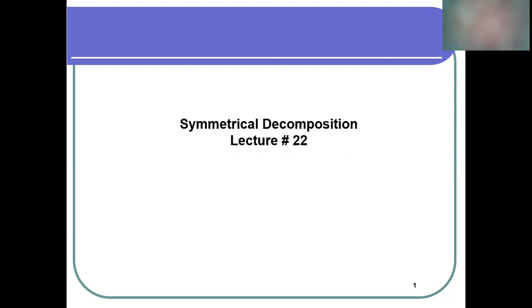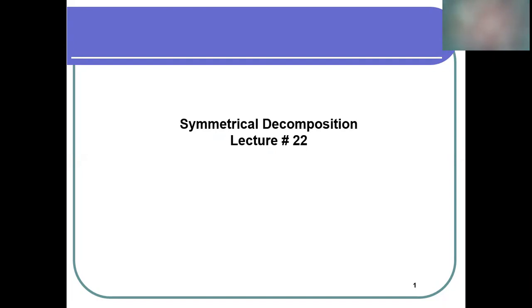It is basically related to the symmetric matrix. A matrix is called a symmetrical matrix if its transpose is equivalent to its original matrix A. We can say a square matrix A is symmetrical if A is equal to A transpose. That is, the matrix is equivalent to its transpose.